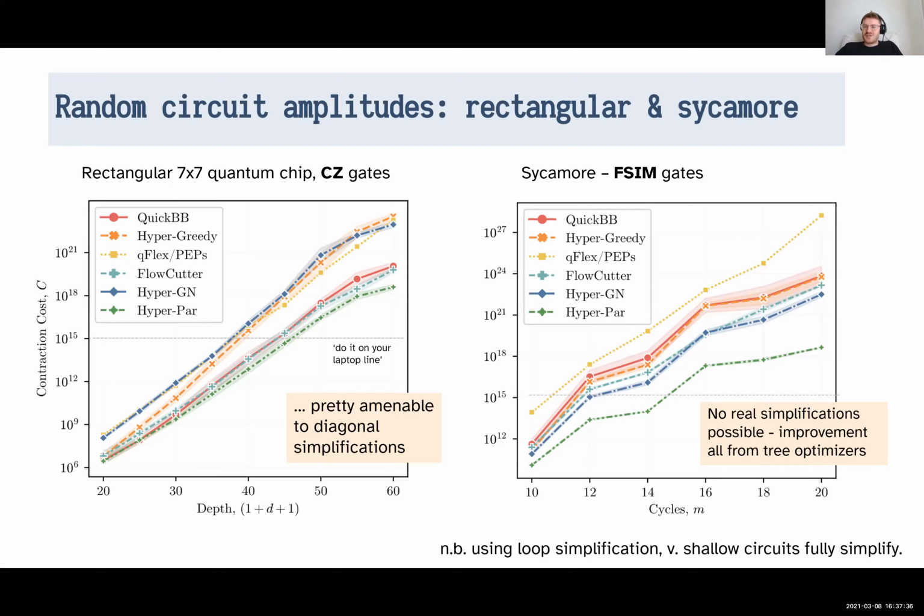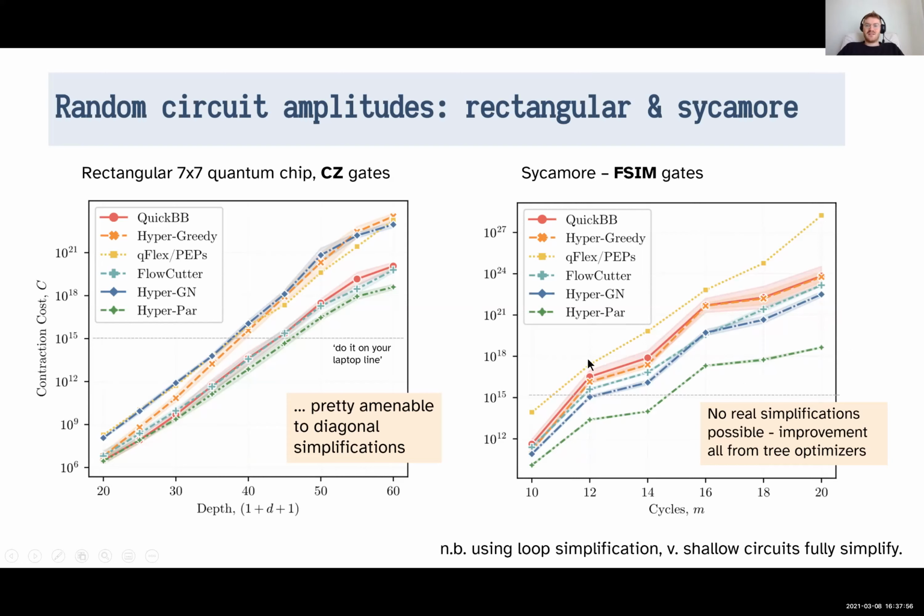And here's just a nice illustration of how nice some of our contraction path optimizers are now. So this green one is the best way we have of doing these contractions. And you can see it's orders of magnitude better than many other methods.